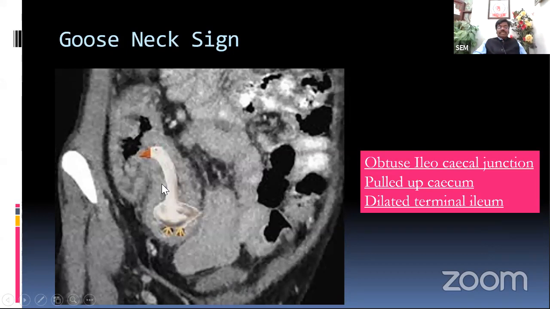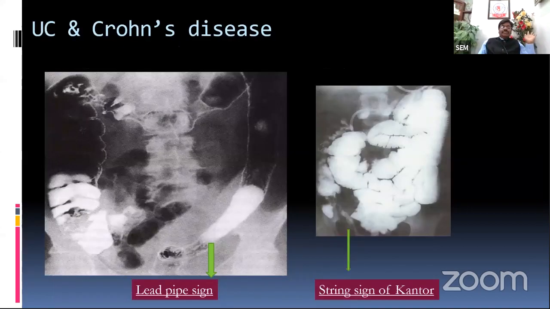See, ileum, cecum, this is the angle. The angle should be like this, but the angle is like this. That's why it is called goose neck deformity. And the terminal ileum is also dilated. The terminal ileum is actually constricted like a string in a case of Crohn's disease. We have seen that string sign of Kantor in Crohn's disease, whereas here it is dilated like a goose neck deformity. So these are different features.